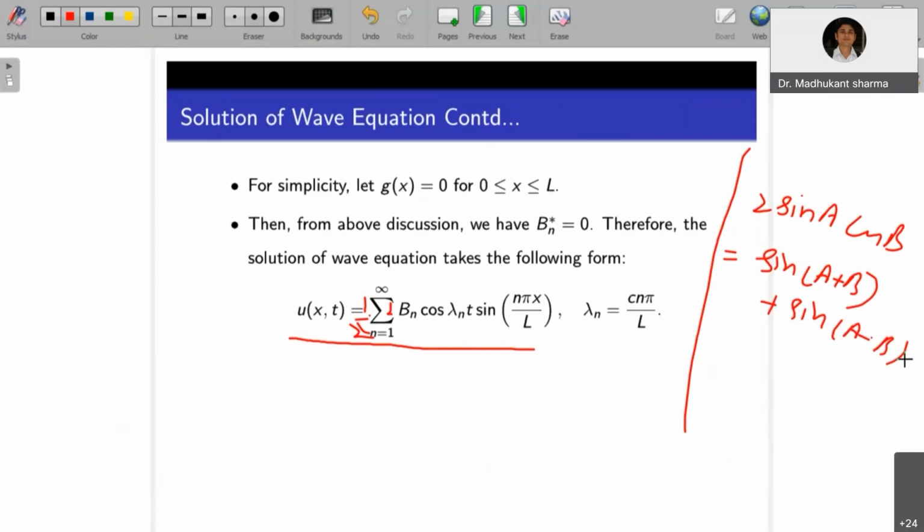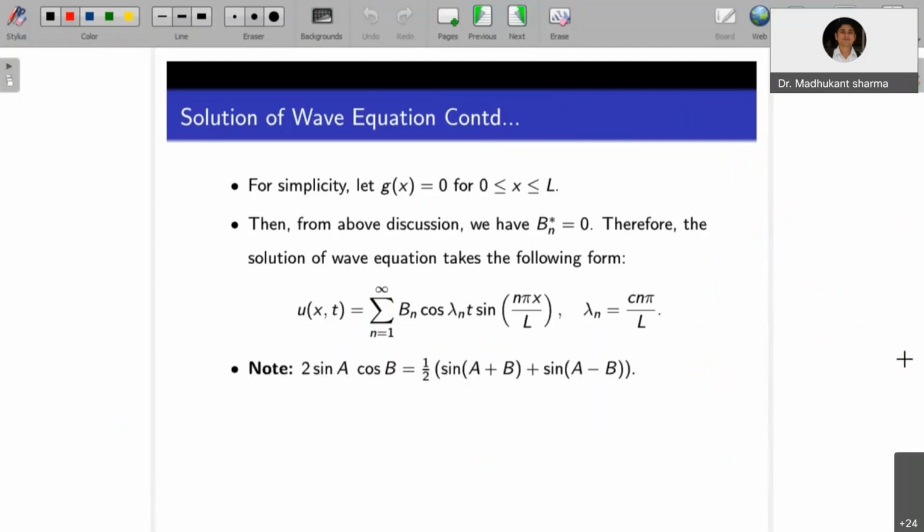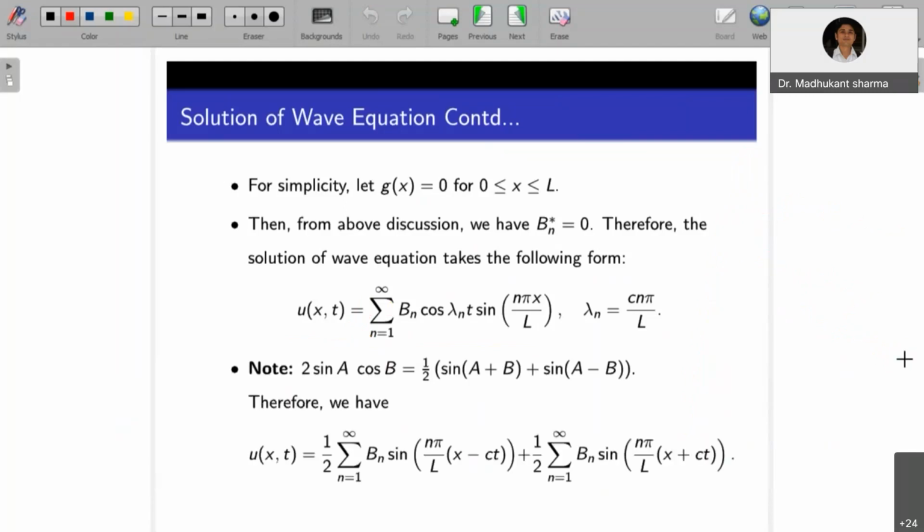So what it will lead to is 1 by 2 bn, with bn out, and this 1 by 2 multiplied. So bn of sine of n pi by L times x minus ct plus n pi by L times x plus ct. Here we have replaced lambda n by c n pi by L.